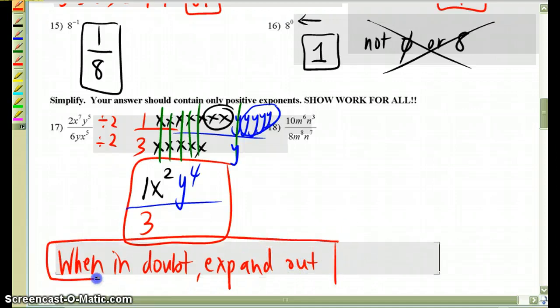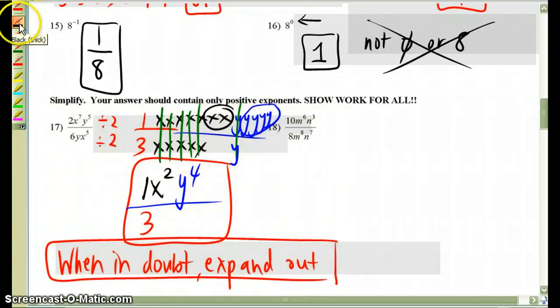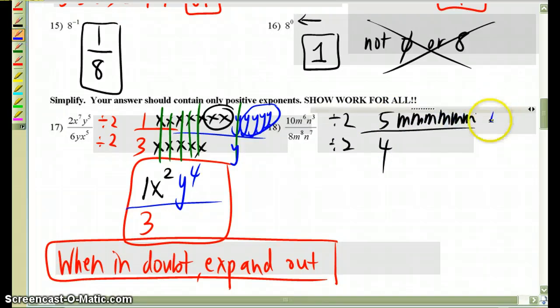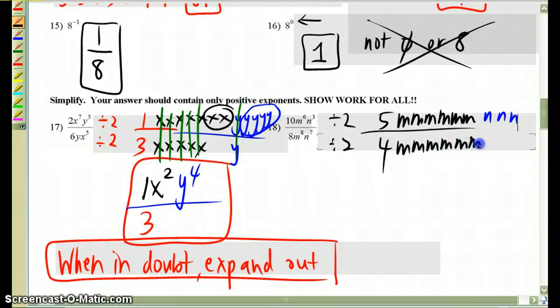You don't have to do it this way, but it ensures that you do it correctly. 10 and 8 can both be divided by 2. That simplifies to 5 over 4. I expand my m. 1, 2, 3, 4, 5, 6. N's, I have 3. 1, 2, 3. And then the 8 n's at the denominator. 1, 2, 3, 4, 5, 6, 7, 8. And then I have 7 m's. Oh my, I'm going to go down here. 1, 2, 3, 4, 5, 6, 7. Okay, a lot of them.